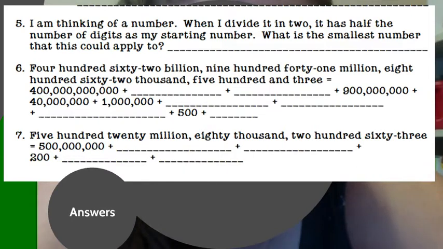462,941,862,503 is equal to which of the following? So you need to fill in those blanks in the expanded form. And same thing for number 7, 520,008,263. How could I fill in those blanks to make that true? So the 500 million is already filled in for you. So the next thing I need to fill in is 20 million, for example.